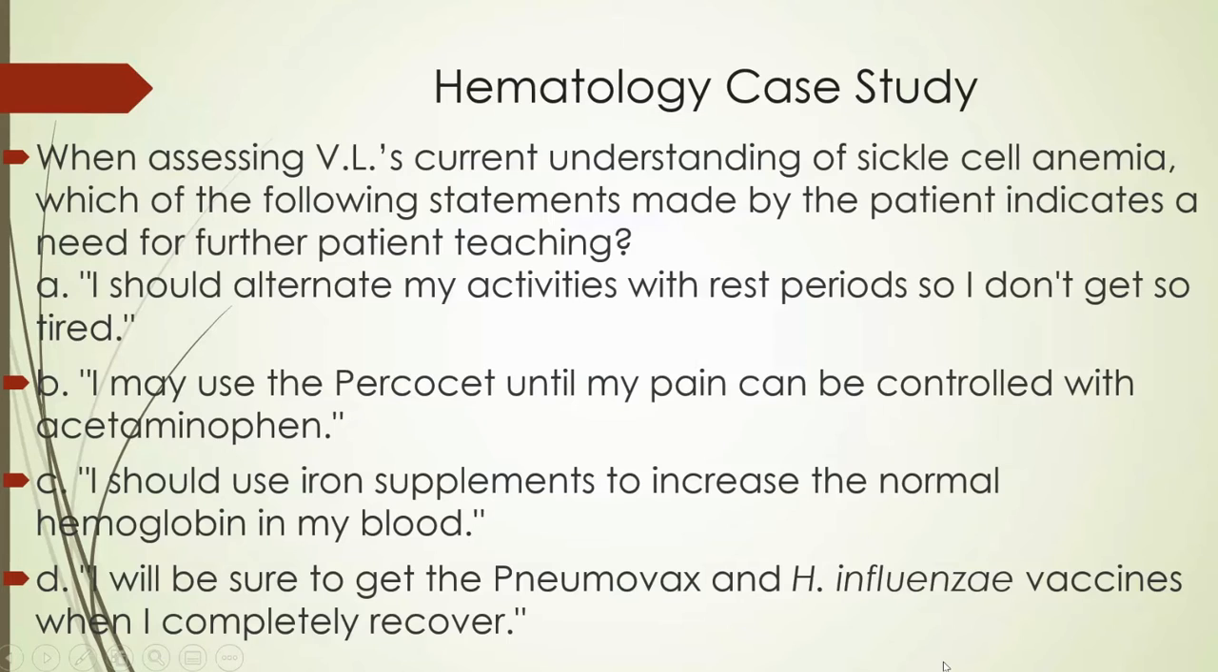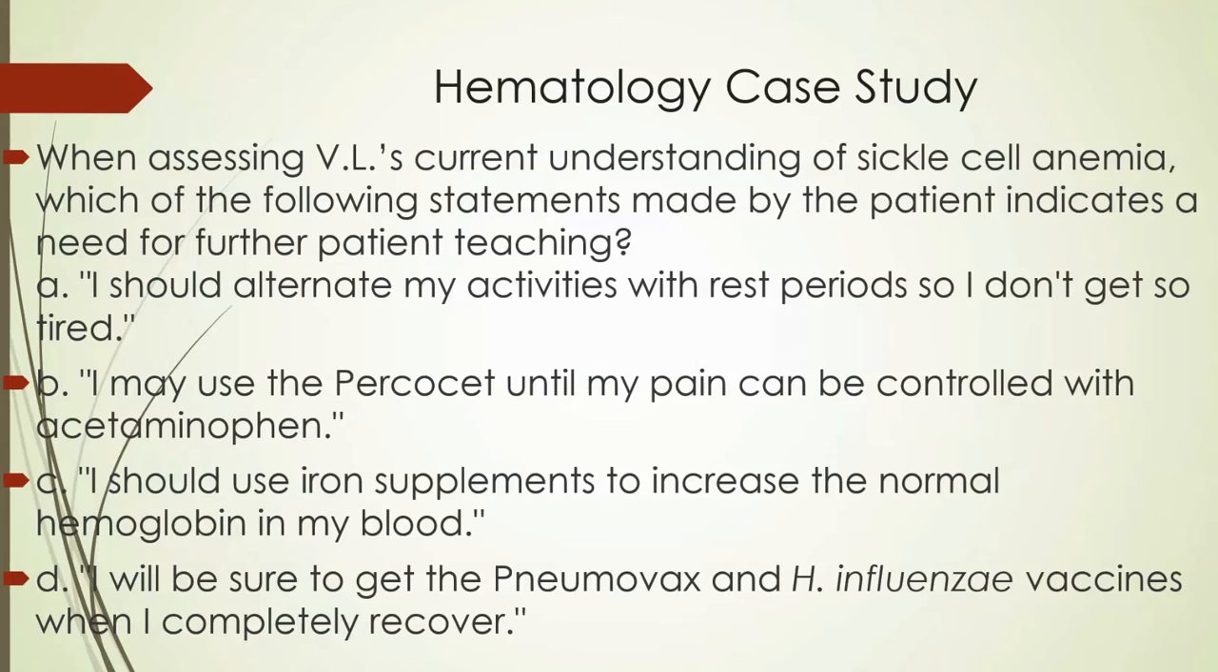So could alternating her activities with rest periods help so she doesn't get so tired? That may help because that could give her body a chance to recover before getting overloaded, which could lead to sickling. Choice B was I may use the Percocet, which is a pretty strong pain med, although not like the morphine that we talked about earlier, until the pain could be controlled with acetaminophen. That could work because it would be stepped down from the IV pain medication, but it'd still be stronger than just plain Tylenol until she got it more under control.